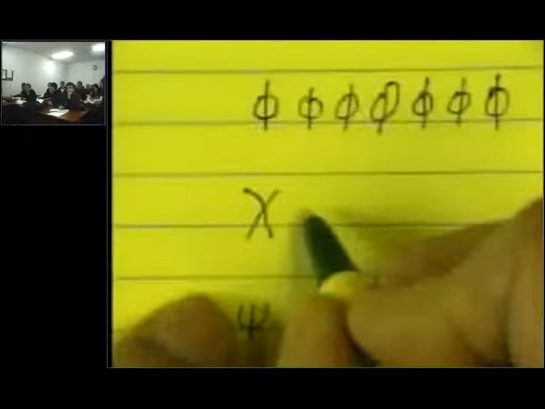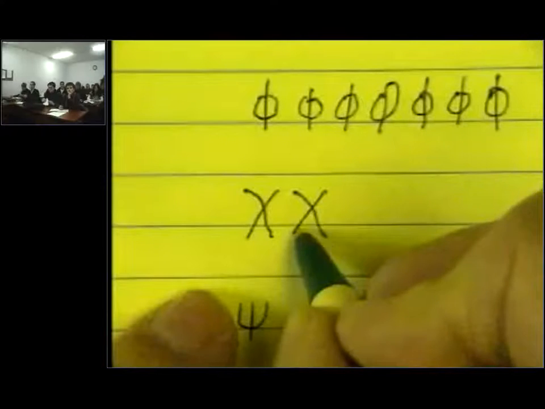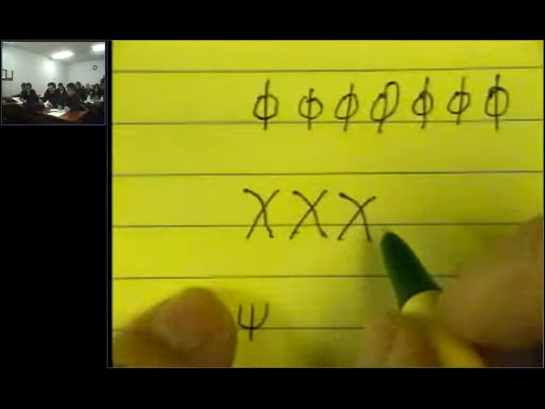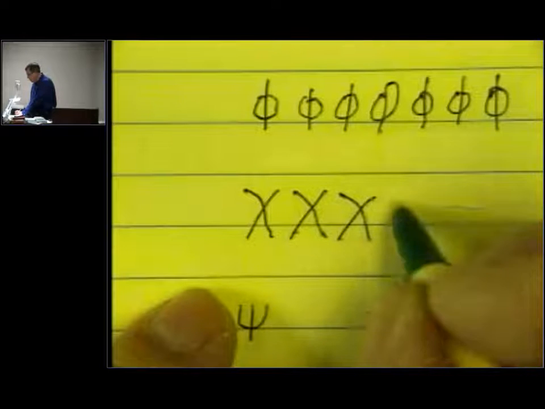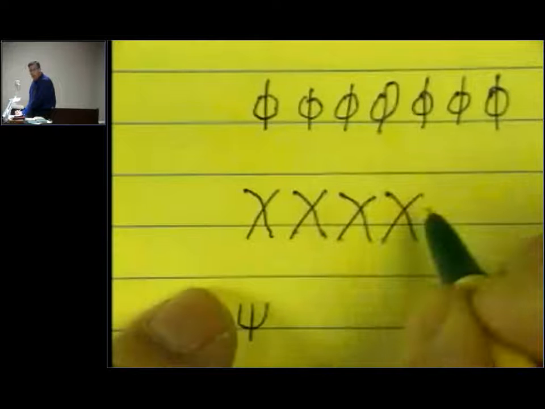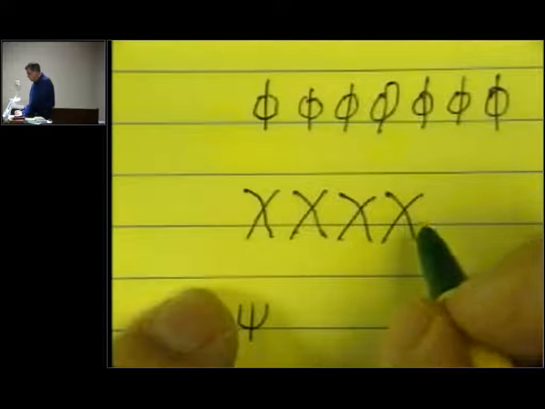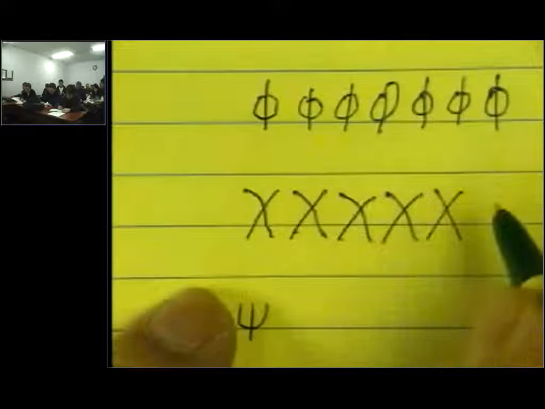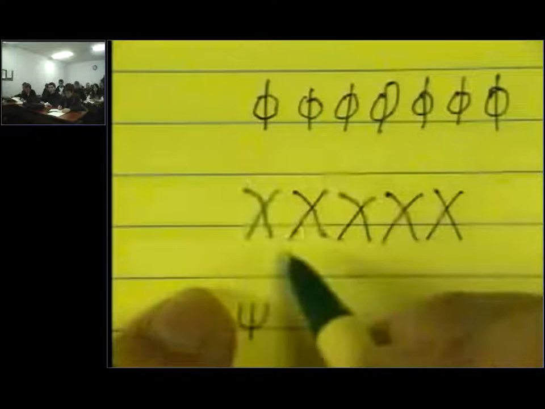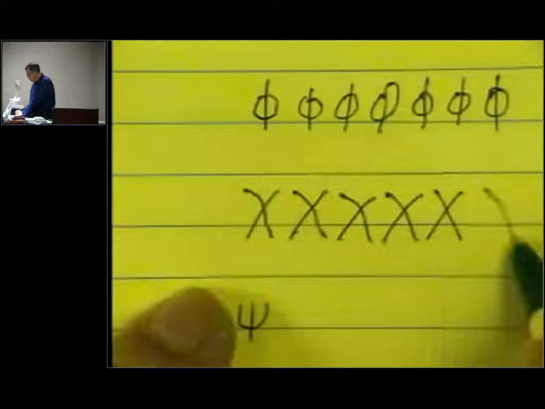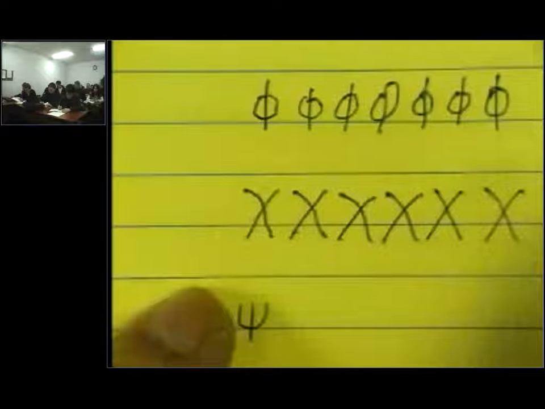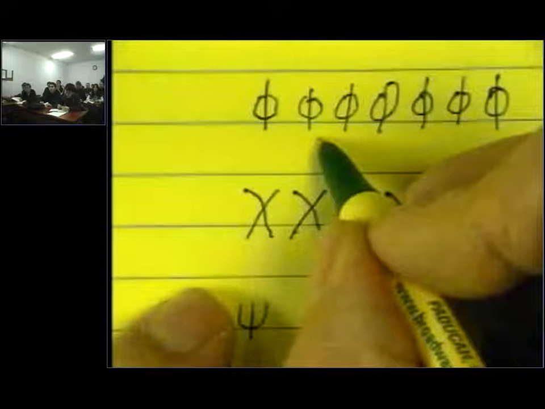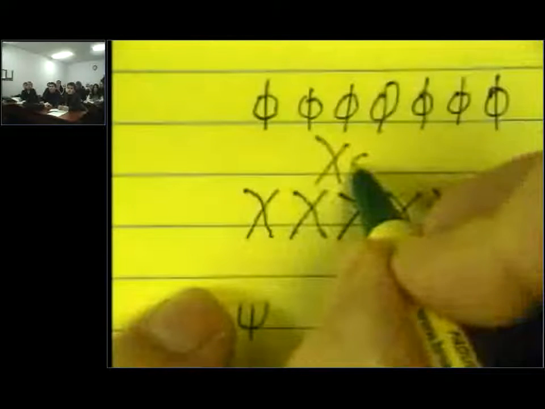This is key. It's like a kappa. Key. It sounds like kappa. Be sure it comes down below the line. All right, pronounce this for me. Key.